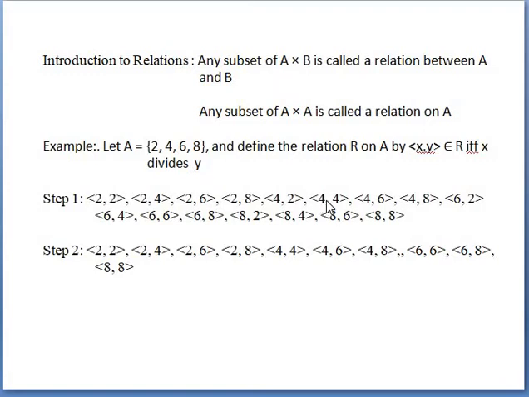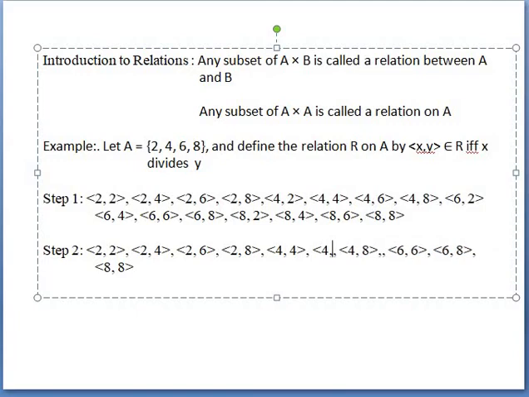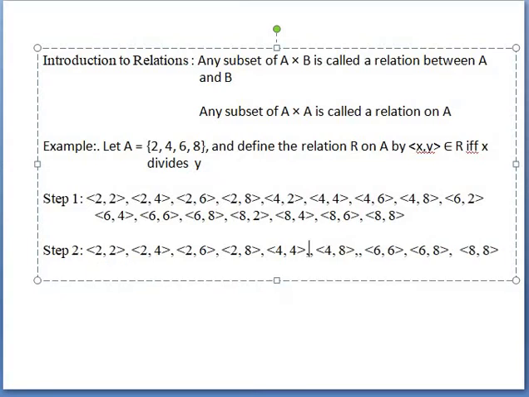So (4,4). Yes, the second element 4 is divisible by the first element 4. Then next (4,6), is 6 divisible by 4? Can I divide 6 by 4? No. So I cannot include this (4,6). Okay, so next element is (4,8). Now 8 is divisible by 4. So I can include this.